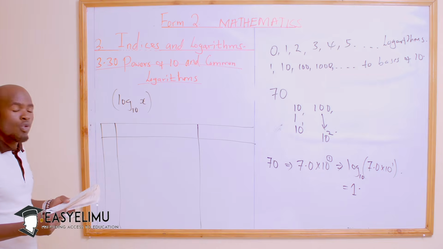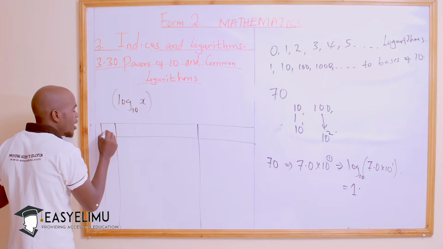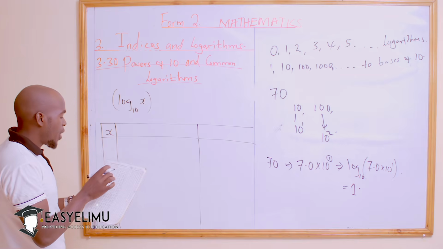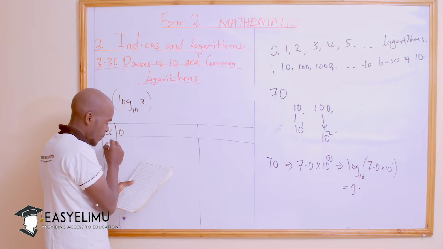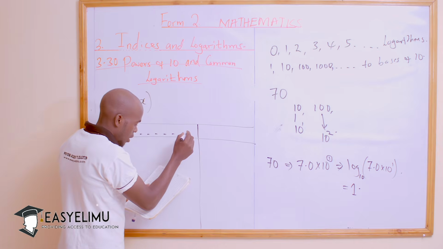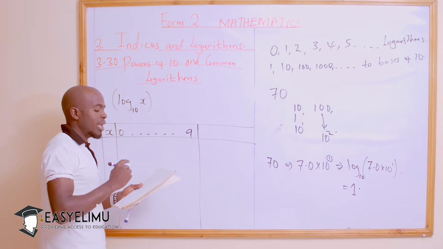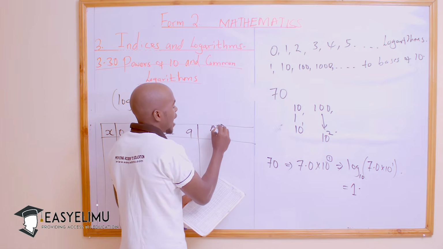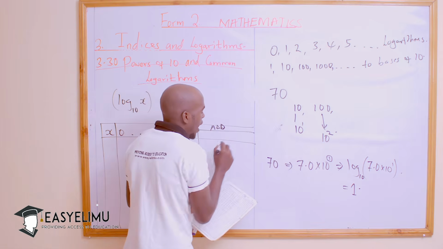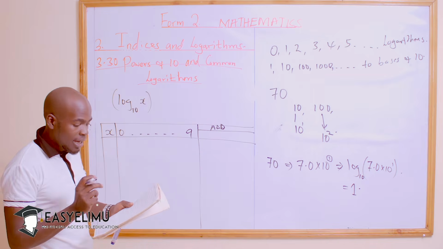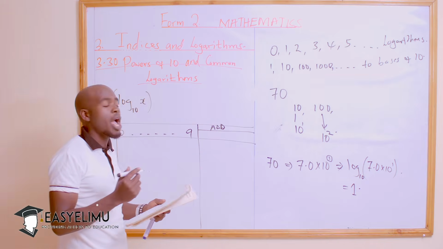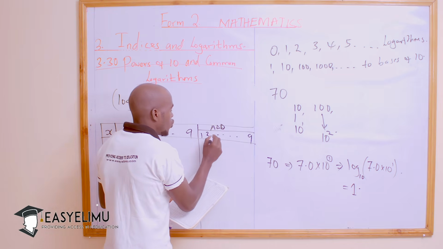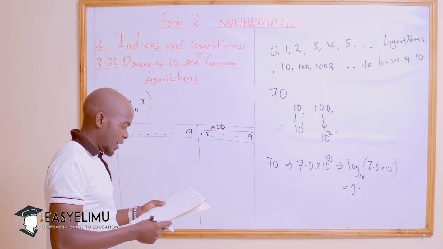Under this table, at the extreme left-hand side, we have x on top. And then in between, we have 0 to 9. On the other side, we have a column of add, first a row of add, and then below the row of add, we have 1 to 9. 1, 2, up to 9. That's how it has been written.